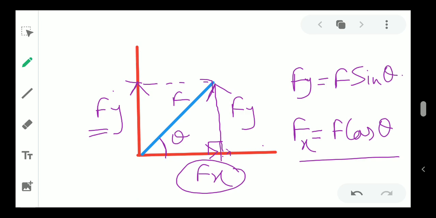Whenever we have a resultant force F, we can split the force into two perpendicular components. This is a very important thing for our mechanics. Whenever we do any math, we will be using this principle. Whenever we have one force, we can split it into two components: one will be F sin theta, and one will be F cos theta.